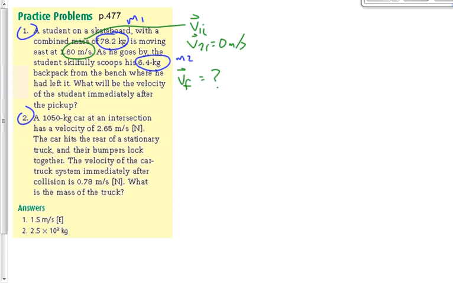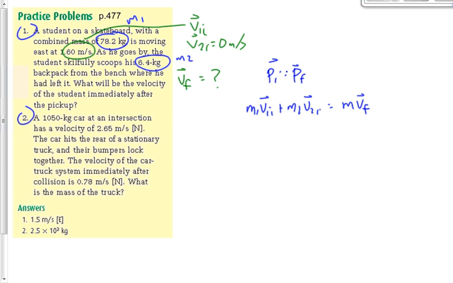All right. We know to do PI is equal to PF. And we know that we have to add in an MV term for every object that we have. How many objects do we have before this collision takes place? 2. There's the skateboard and the student, that's one object, and then there's the backpack. So we're going to go M1 V1I plus M2 V2I. How many objects do we have after the collision takes place? Just 1. So let's call it MVF.